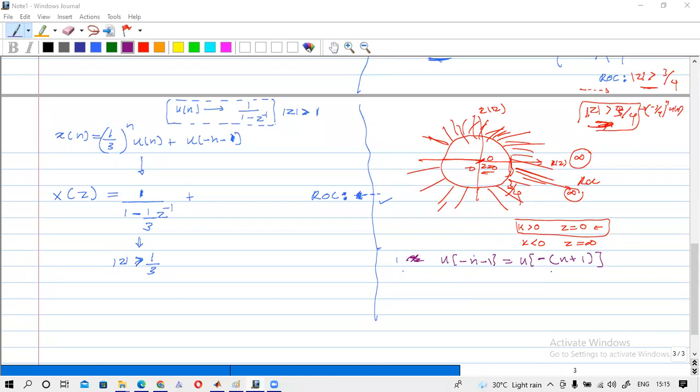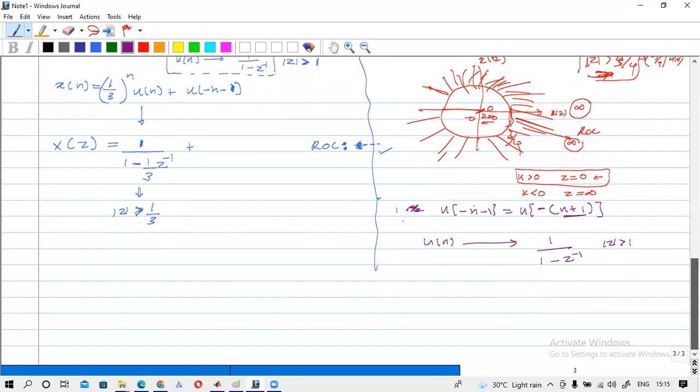So I will be doing this. You can see that here it is time shifting, then time reversed. So you have u[n], which is 1 over 1 minus z^-1. So this ROC will be |z| greater than 1. This will be the ROC.